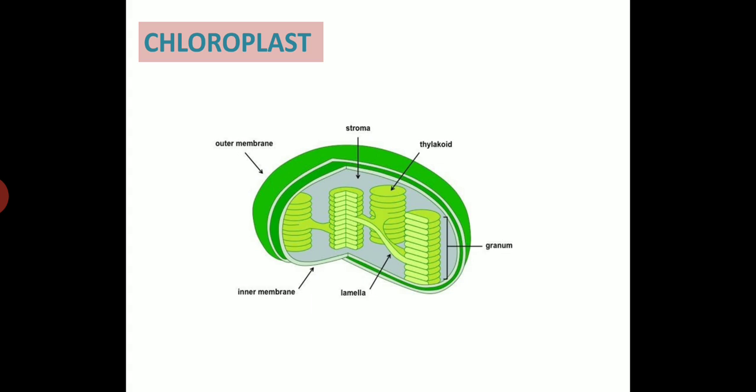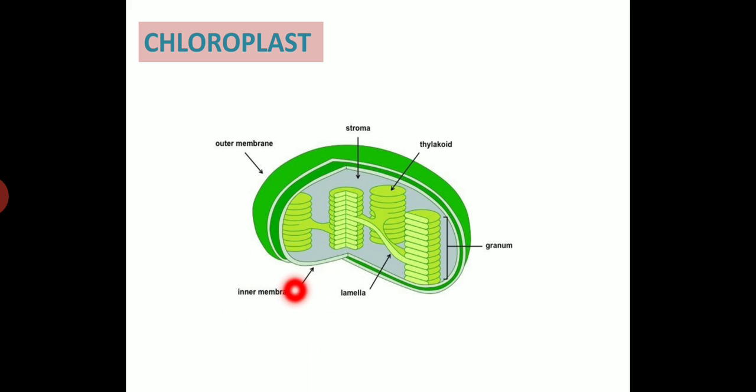Now come to chloroplast. I have already told you about chloroplast, that it's a cell organelle. It's a minute oval bodied cell organelle which is found in plants. Okay, now let's see the structure of chloroplast. Chloroplasts have two membranes. It's double membranous. See, there is an outer membrane and inner membrane.